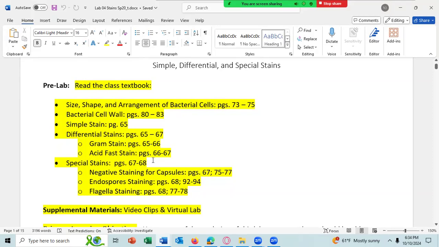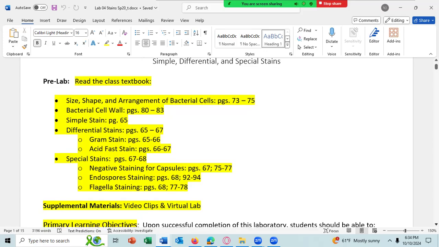You should also read about special stains. That's the negative staining for a capsule on page 67, as well as pages 75 to 77. And then you should read about the endospore stains on page 68 and 92 to 94. And then the flagella stain on page 68 and then pages 77 to 78. Any questions about any of that?